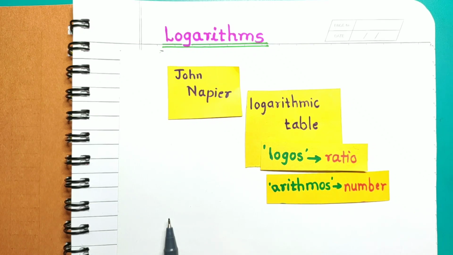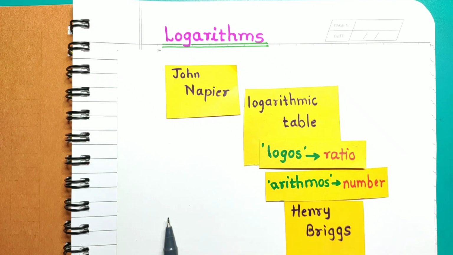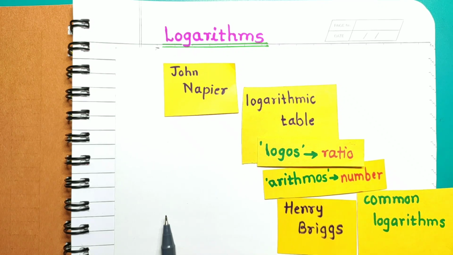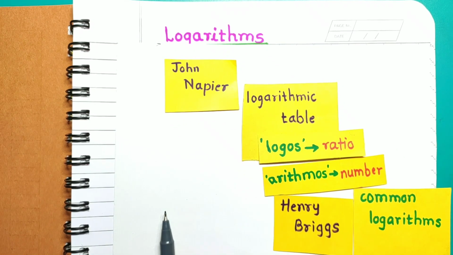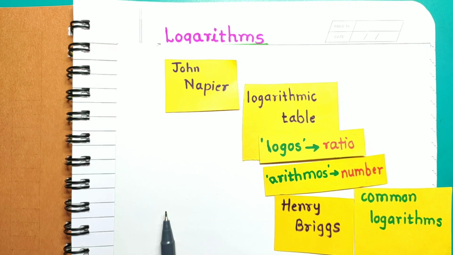In 1615, a British mathematician Henry Briggs introduced a logarithm called common logarithm. Even today, in the era of computers and calculators, logarithms have not lost their significance. Logarithms serve as an important working tool in the study of mathematics.